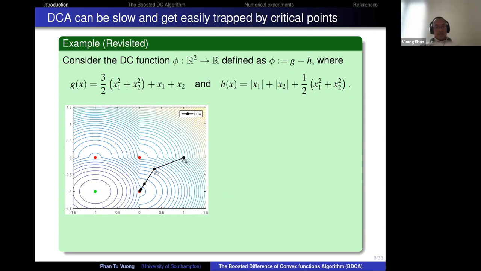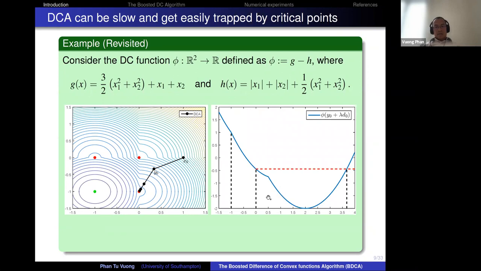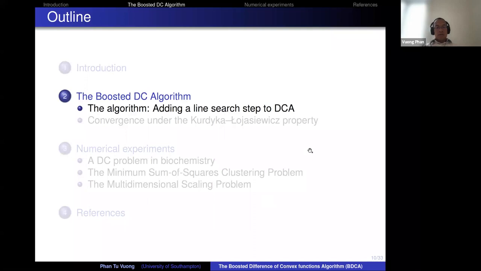And here, if we start DCA at x0 at this point, for example, after one step it sends you to the point y0, which is x1, right? And eventually it sends you to the local optimal 0 and -1. But if we have the property that the direction d0 in this case, which is y0 minus x0, is also a descent direction of the objective at y0, it means that from the point y0 we can go a little bit further, for example to this point, which is in the neighborhood of the global optimal. Then eventually we get to the global optimal. So that is the key idea of the boosted DC algorithm.